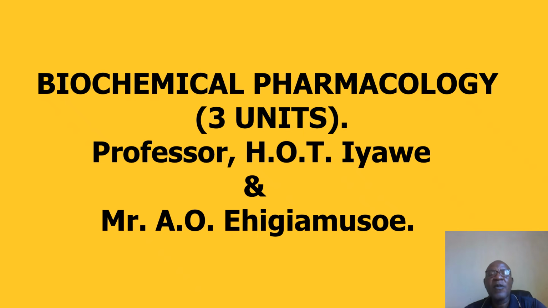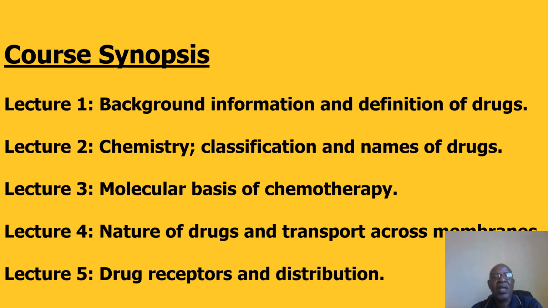Biochemical pharmacology is a course that combines biochemistry and pharmacology, purposely to focus on the effect of drugs on biological systems and their chemical interactions. It is a 3-unit course for which you can easily score an A. Before we indulge in the course proper, it will be decent for us to know the course content and how we are going about it.